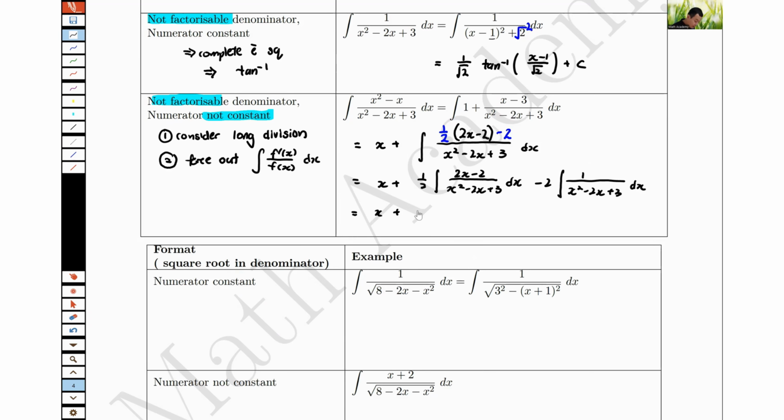Okay, so let me explain. For this term here, you will get your ln, since it's f prime over f(x). But can you put a round bracket first? I will talk about that later. I will write in the reason for you. Okay, so let's write this first. Ln is usually modulus, but in this particular case, let's put a round bracket.